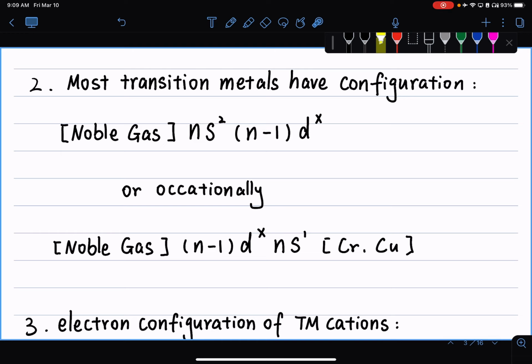So you see chromium as an example and just think about why in chromium you have the s orbital singly occupied. So remember what we were talking about. This is a little bit of extra that I'm not going to test you on, but it's nice if you understand why that's the case. So when we look at the chromium case, what we have is 4s slightly lower in energy compared to your 3d.